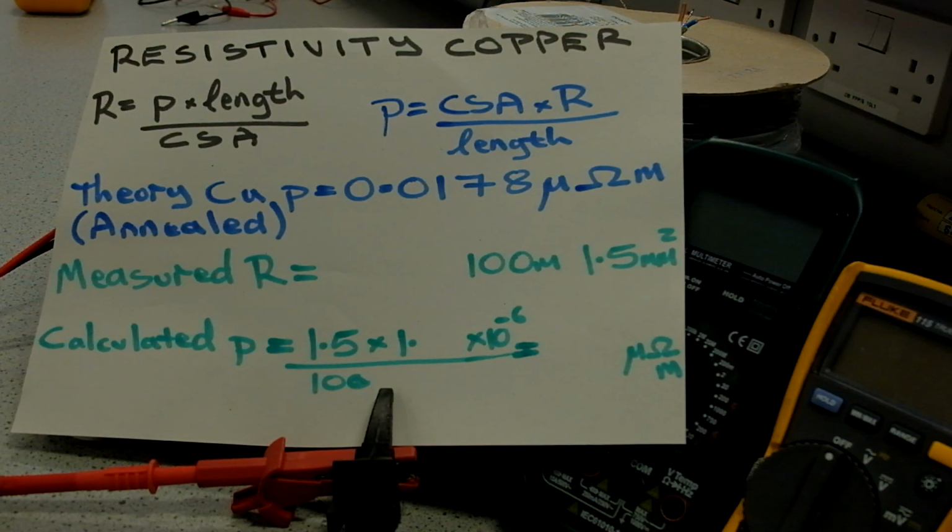The cross-sectional area is going to be 1.5 because we're using 1.5 mm² twin and earth cable and also 1.5 single core earth cable. We want to prove by experiment that the measured value of resistivity matches, within reason, the theory. If you look up a book, the theory for copper is 0.0178 micro-ohm meters. That's for annealed copper.